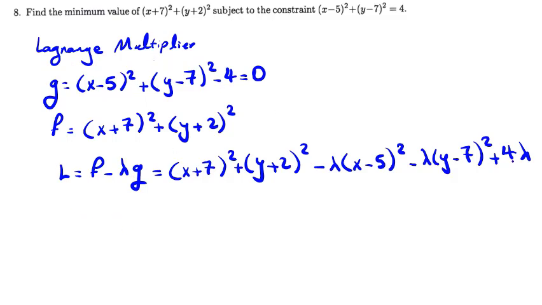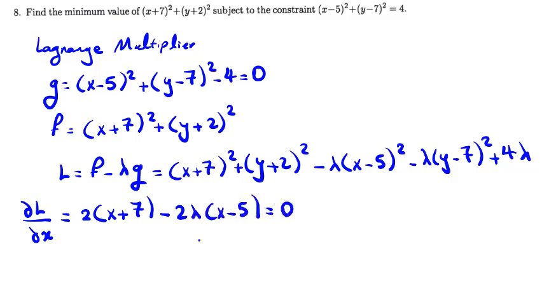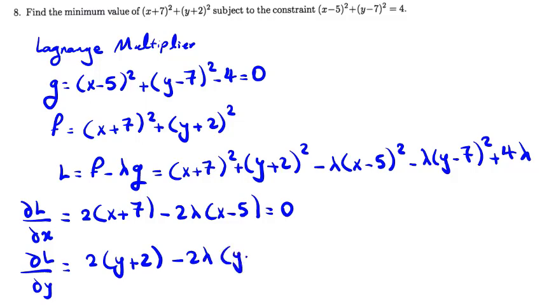Now, it will be plus 4 lambda. Now, if you differentiate in terms of x, it will be 2x plus 7 minus 2 lambda (x minus 5) equals 0. The next one, if you differentiate with respect to y, it will be 2y plus 2 minus 2 lambda (y minus 7) equals 0.